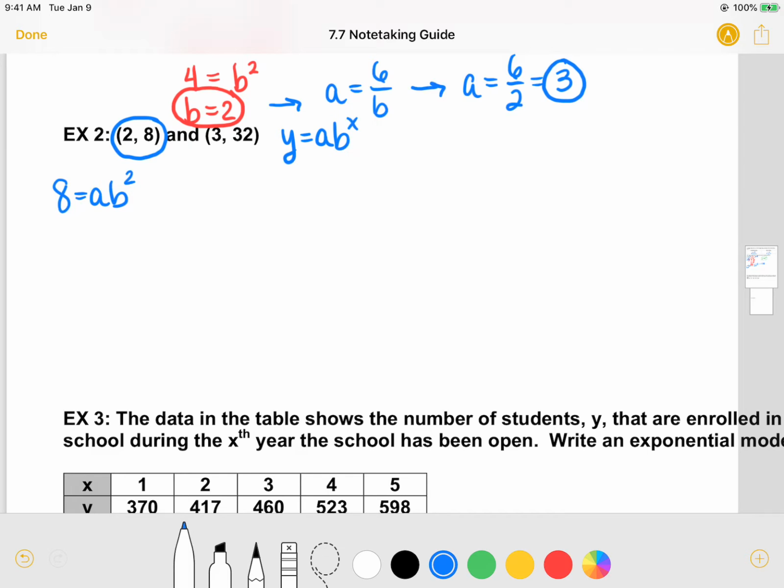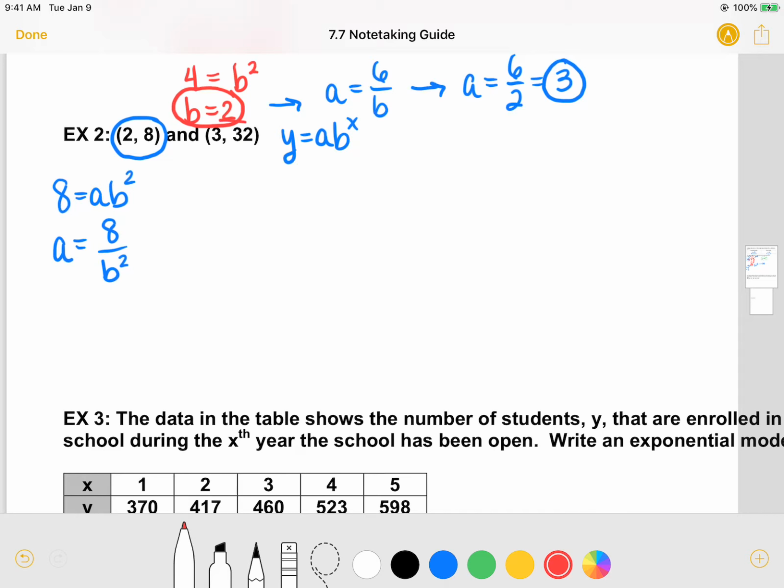Okay? Now again, like the first example, we want to solve that first equation for a. So we're going to rewrite and we're going to divide both sides by b squared. So a is going to equal 8 divided by b squared.